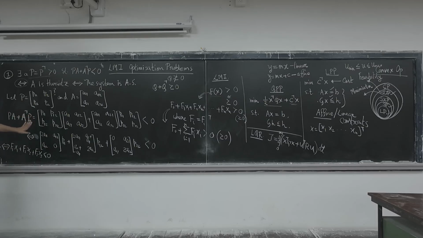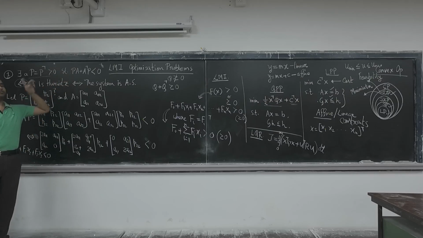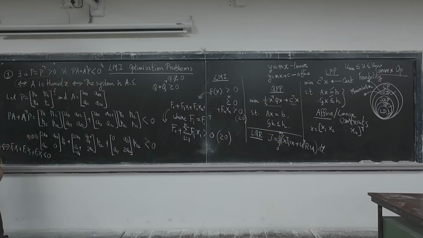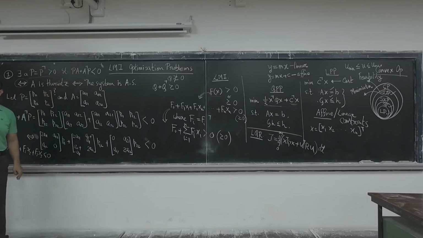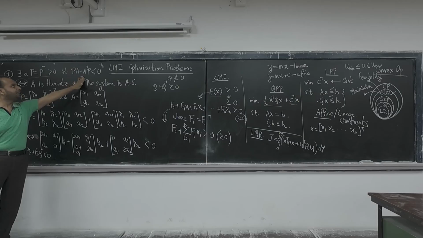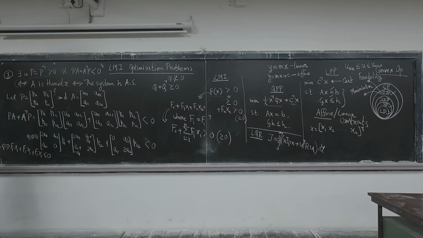So now, is this clear to you? Initially, for those who were not there in the last class, if someone asks you whether PA plus A transpose P negative definite is linear, we can at least comment that it is linear. Why? Because P is an unknown matrix variable, but A is completely known. So first of all, there are no powers like square or cube, and also there is no product of two unknown variables, right? Here you have P into A and A transpose P. In that sense, we can say that it is at least linear with respect to the P matrix variable, right?